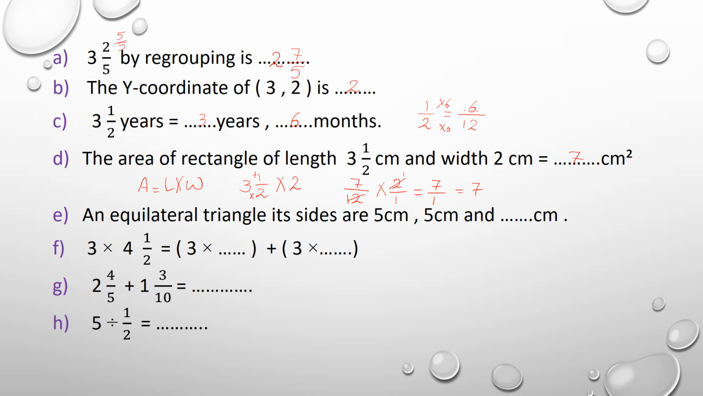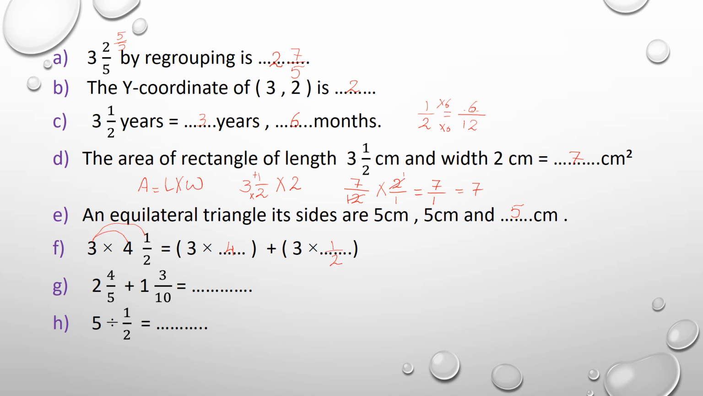An equilateral triangle, its sides are 5 and 5 and, of course, 5. Equilateral has 3 equal sides and 3 equal angles. 3 times 4 and 1 over 2 equals 3 times dots plus 3 times dots. Here the distributive property: 3, I'm going to multiply it by 4 and by half. The first dots I'm going to write 4 and the second dots I'm going to write 1 over 2.